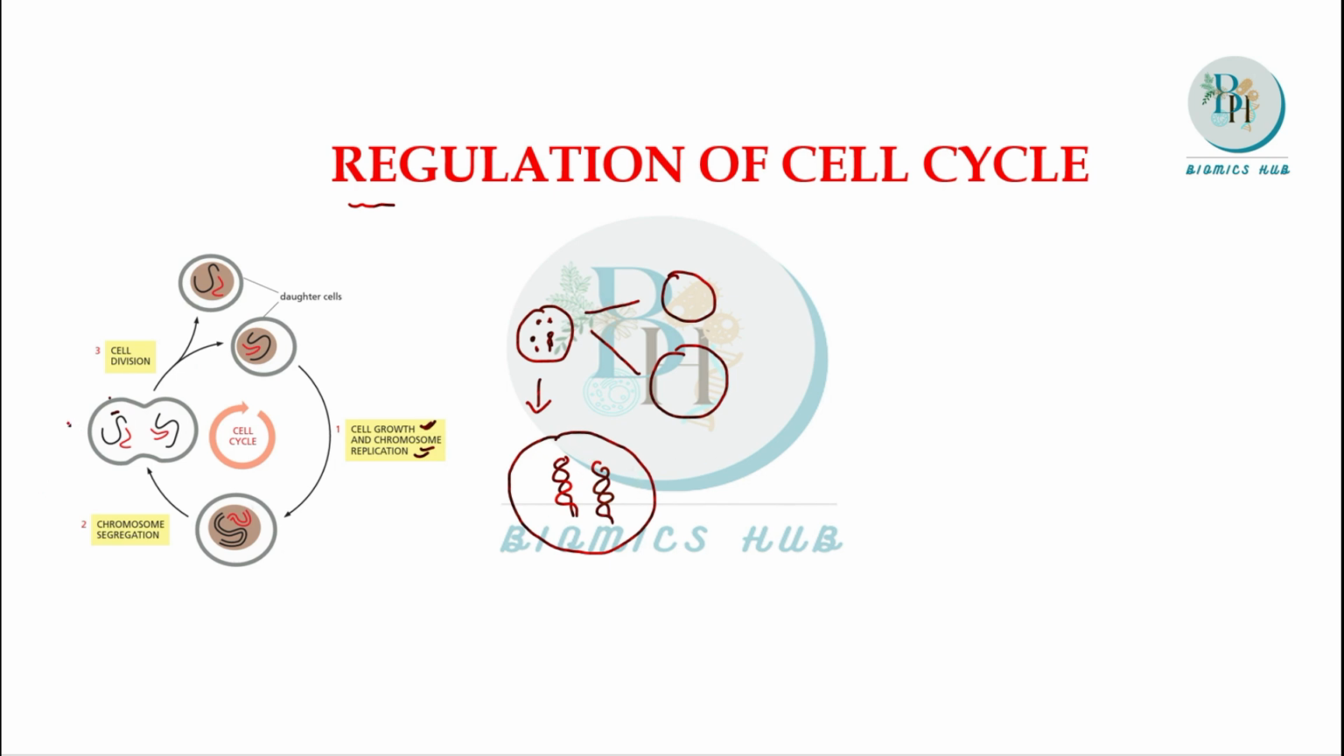Like here we can see that now this is the cytokinesis phase. The chromosome is segregated, and this is cytokinesis, where the division has not yet taken place. Only the cytoplasm is dividing here. After it has segregated, the cell will now divide into two daughter cells.